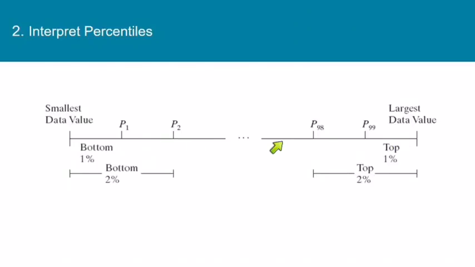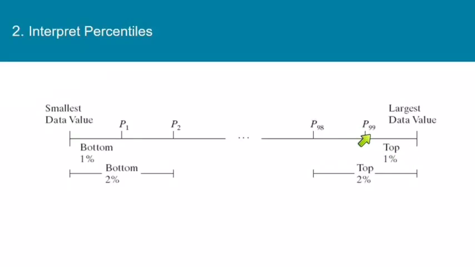This number line is supposed to represent our entire data set. So here's the smallest data value right here and the largest data value up here. And you can imagine little boundaries that divide the data into 100 little sections. So this represents P sub 2, and this is the number that divides the bottom 2% of the data from the upper 98%. And this is P sub 99. In other words, the 99th percentile divides the lower 99% of the data from the top 1%.